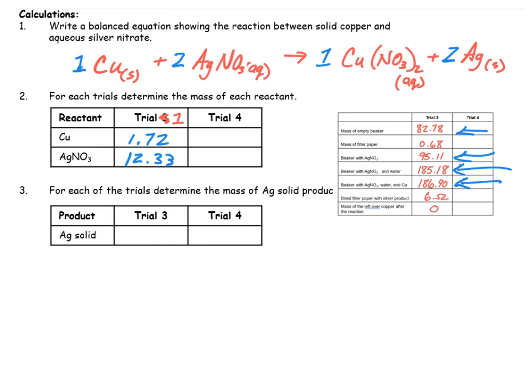Now, question number 3, for each of the trials, determine the mass of silver product produced. Here we've got the mass of the filter paper with the silver product, and we have the mass of the filter paper with nothing on it. Again, subtract 6.52 minus 0.68. 5.84. That's the mass of the product that we produced, silver.